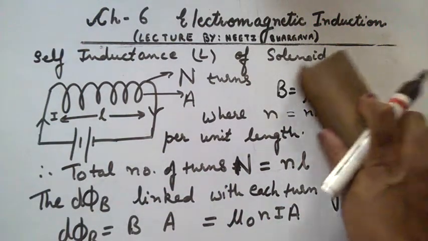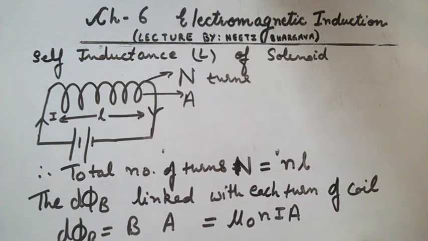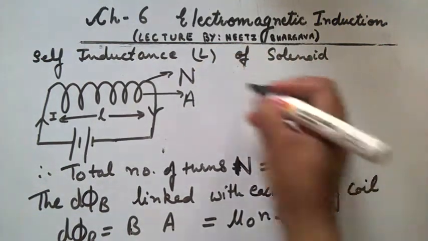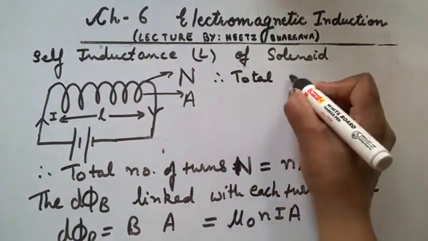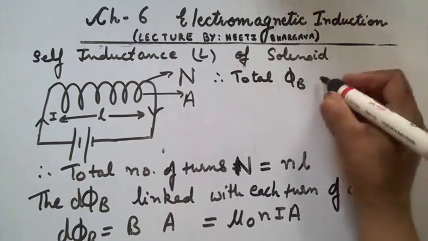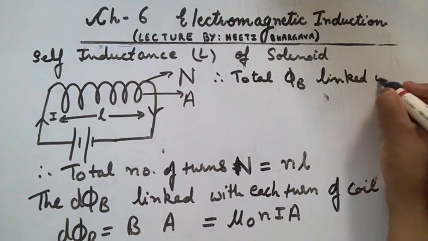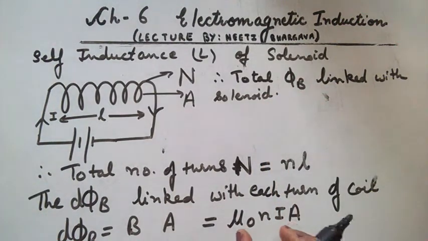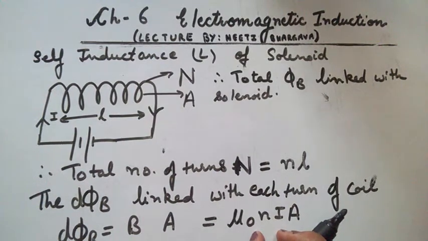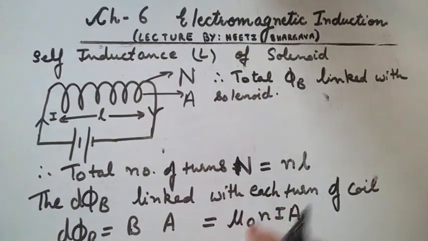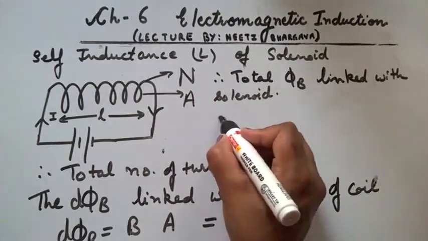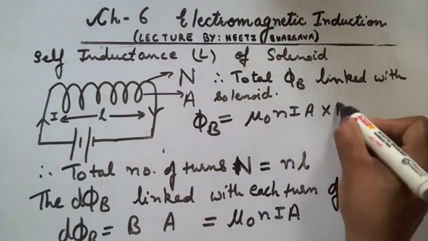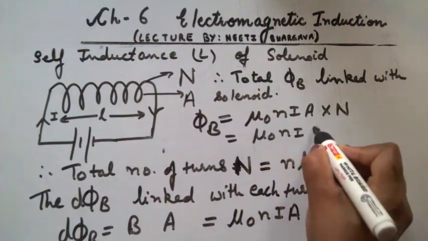Therefore, the total flux linked with the solenoid is equal to the magnetic flux passing through each turn into the number of turns in the solenoid, that is N. Mu naught n I A into capital N, or we can write it as mu naught n I A into n into L.